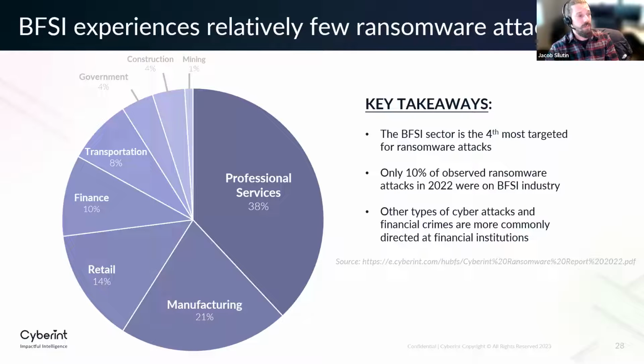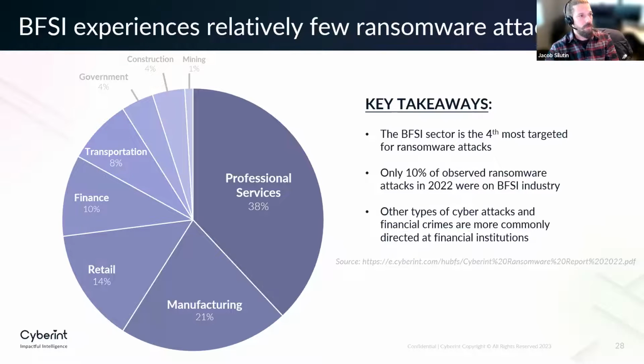And now this is a very interesting takeaway. Finance is the fourth most targeted sector for ransomware attacks, with only 10% of the ransomware observed in 2022 targeting financial services. Other types of cyber attacks and financial crimes are more commonly directed at financial institutions. Being in fourth place means that financial services is being targeted, but not as much as other sectors, because there are other activities more commonly used against the sector.